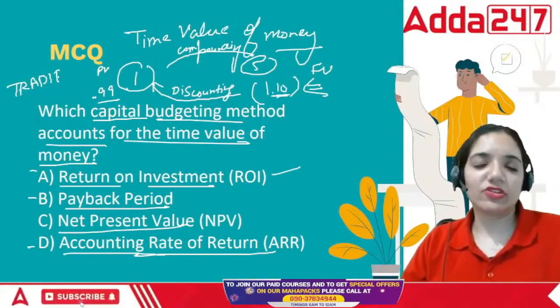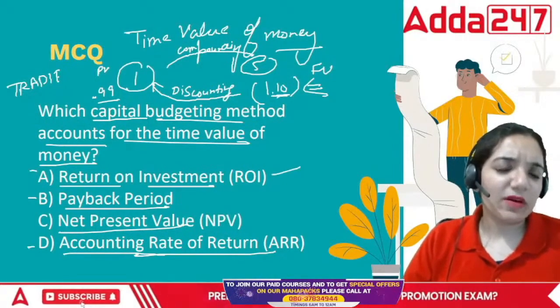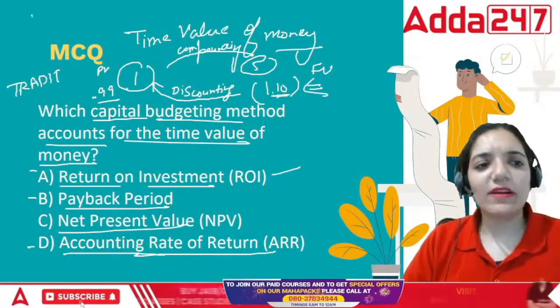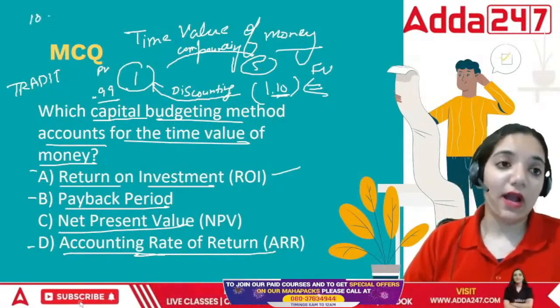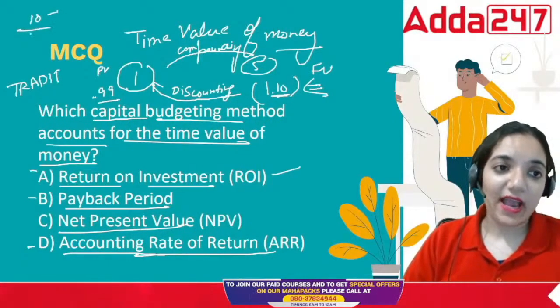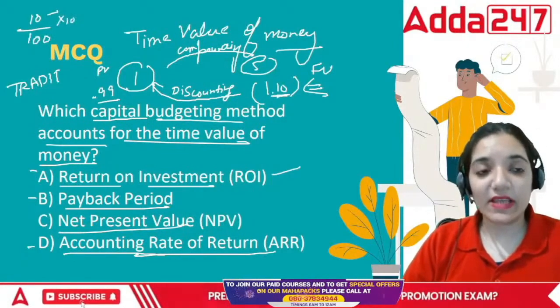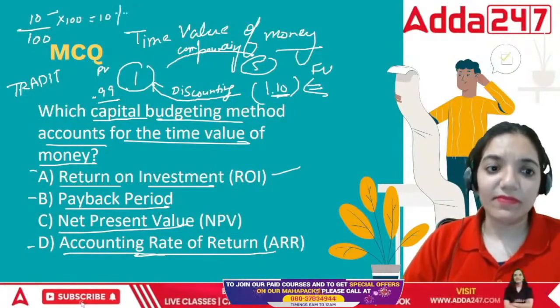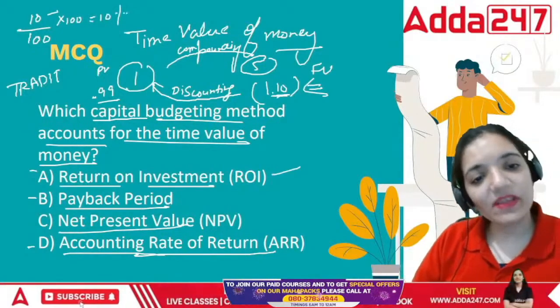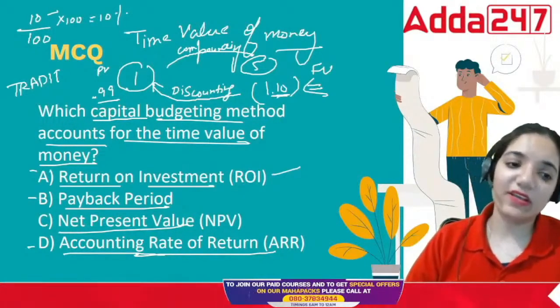I ask you, if I invest in this scheme, what should I get? You say, ma'am, you will get 10 rupees extra. I say, I am investing 10 rupees and the value of this project is 100 rupees. That means I am making 10%. You say, yes, ma'am. This is return on investment, and a similar thing is there in accounting rate of return.